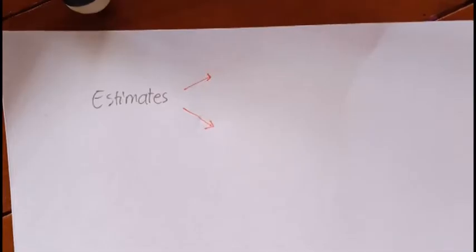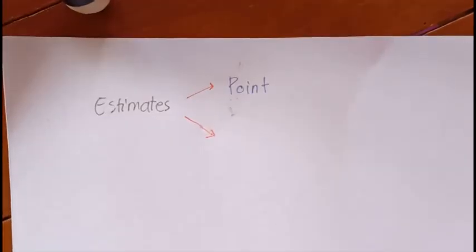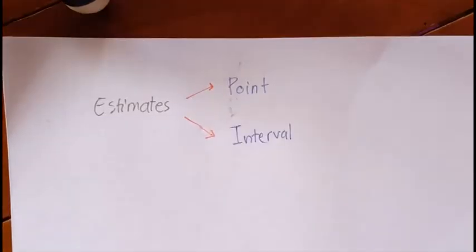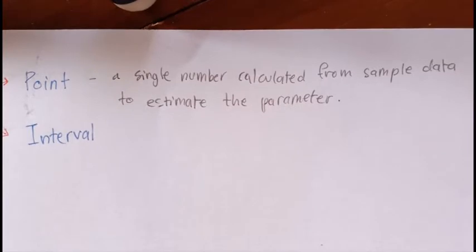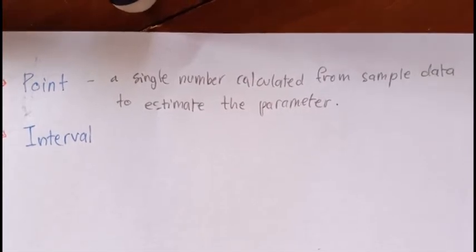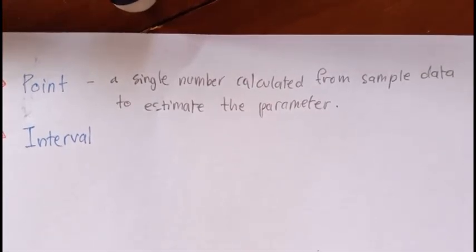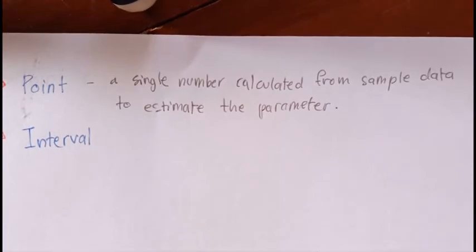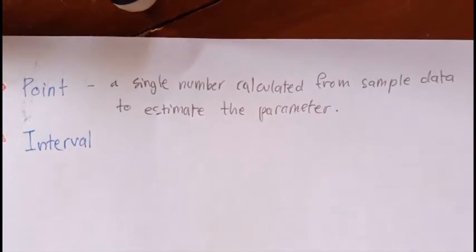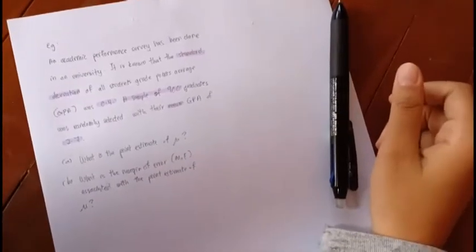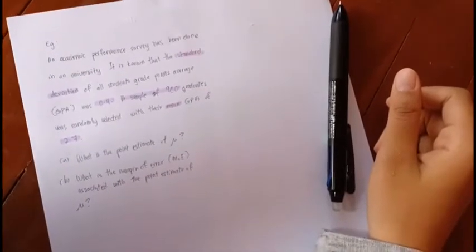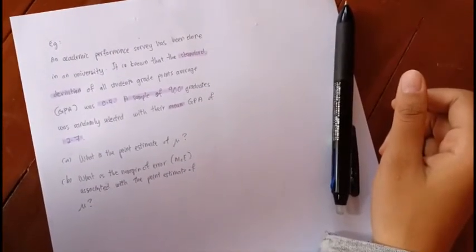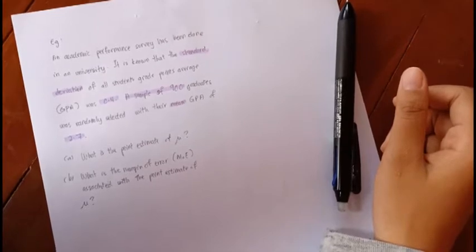In this lesson, we will learn about two types of estimates: the point estimate and the interval estimate. The point estimate is a single number calculated from sample data to estimate the parameter. I will show you an example of how to find a point estimate of a population mean.